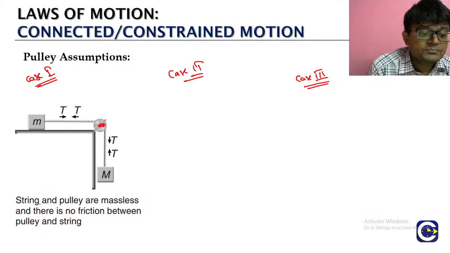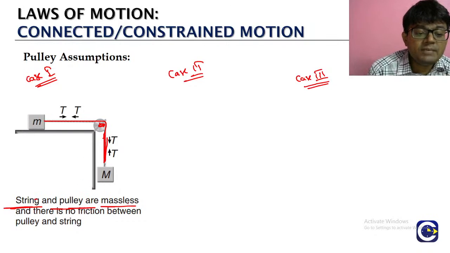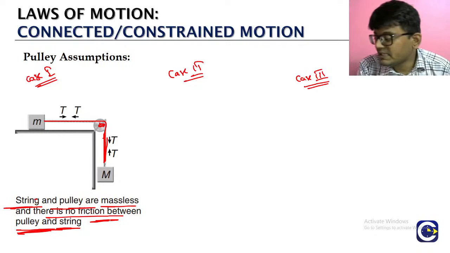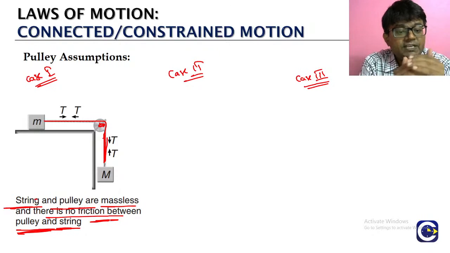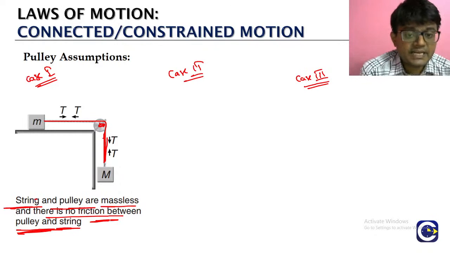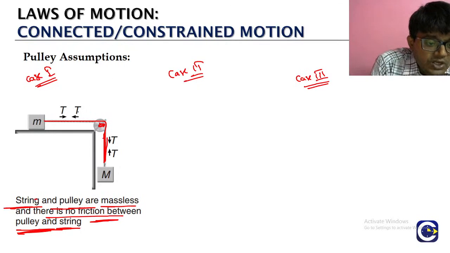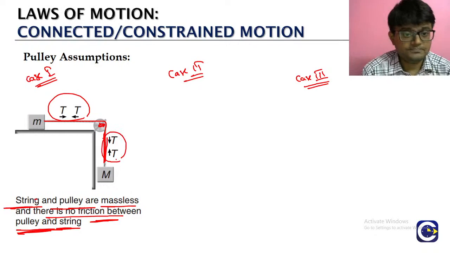Now look at the first one. The first assumption is that string and pulley both are massless. There is a pulley, and a string is running across the pulley like this. String and pulley both are massless, and there is no friction between the pulley and the string. In that case, you know what is going to happen? The tension on the left side of the pulley will be the same as the tension on the right side.